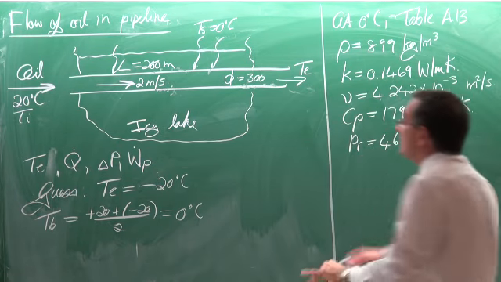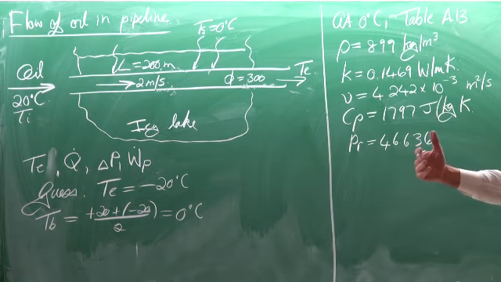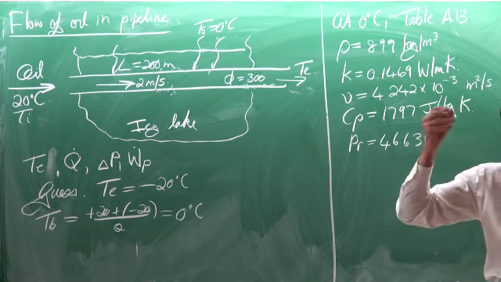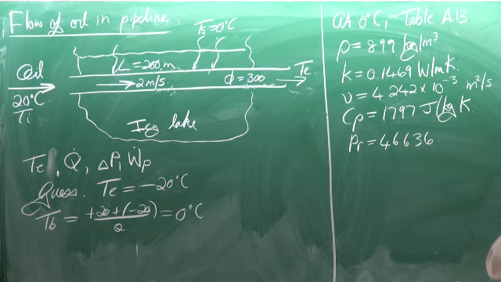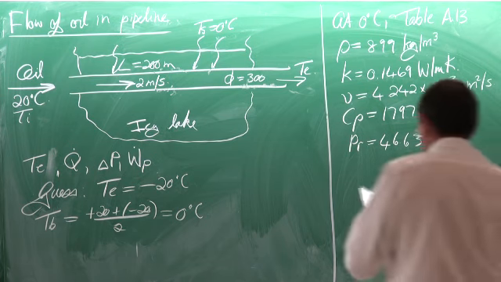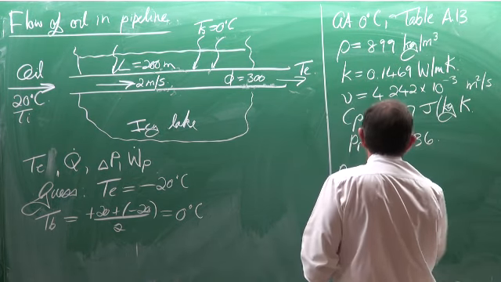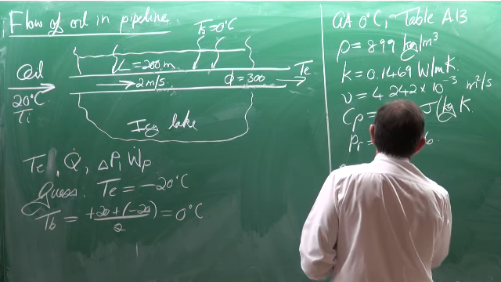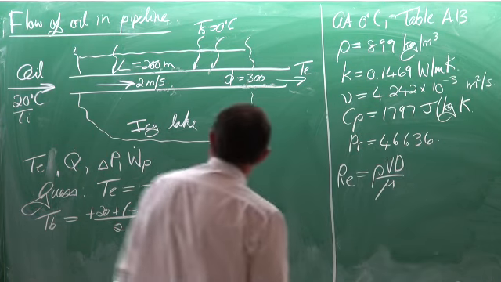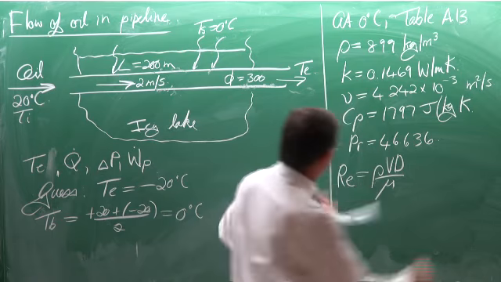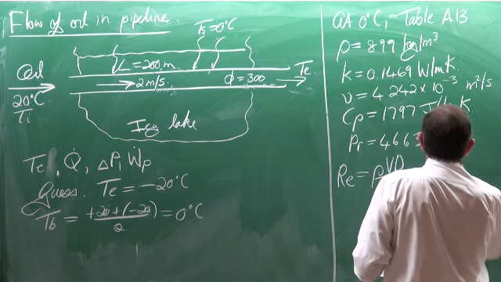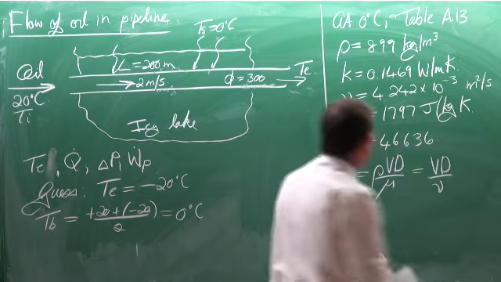Right, so the first thing we as engineers normally want to do is know what the Reynolds number is, because if we know the Reynolds number, we can know if the flow is laminar or turbulent. So let's calculate the Reynolds number. The Reynolds number is equal to rho Vd divided by the viscosity. In this case, we've got the dynamic viscosity, so we can just write it as Vd divided by the kinematic viscosity.